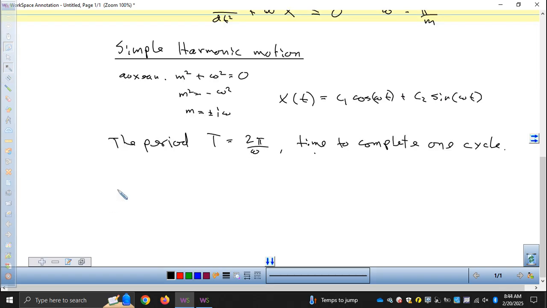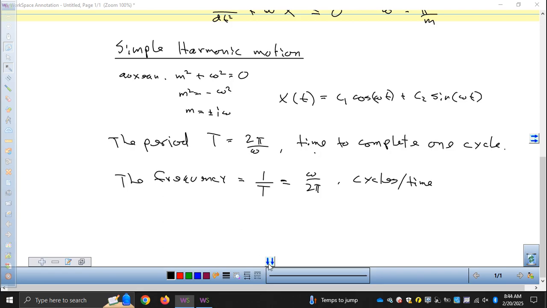And then the frequency is 1 over the period, which is omega over 2 pi. And this is cycles per unit time. And for everything we do today, we're going to say the positive displacement is the distance below equilibrium.